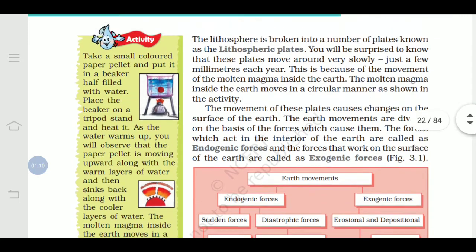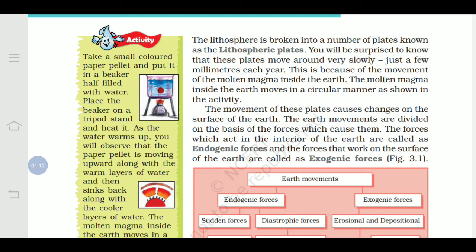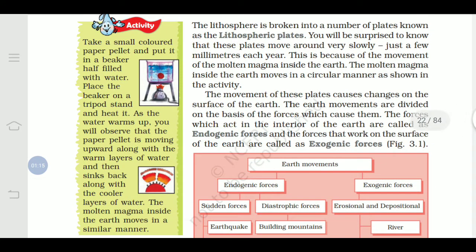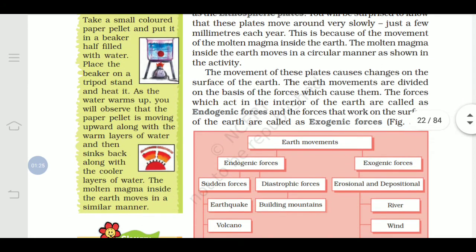So you can see over here this activity. From here only you can understand. Conduct this at your home if it is possible. Take a small colored paper palette and put it in a beaker half filled with water. Place the beaker on a tripod stand and heat it. As the water warms up, you will observe that the paper palette is moving upward along with warm layers of water and then sinks back along with the cooler layers of the water.